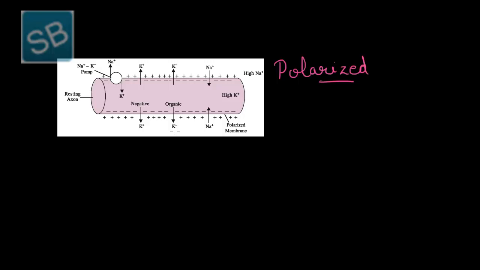This figure depicts the polarization of a nerve fiber. As can be seen from the figure, during the resting stage of a nerve fiber, there is a higher concentration of K plus ion on the inner side and a higher concentration of Na plus on the outer side of the plasma membrane. Moreover, a few negatively charged protein molecules are present on the inner side of the plasma membrane. Such a resting state of the plasma membrane, where K plus is higher on the inner side and Na plus is higher on the outer side, is known as a polarized nerve fiber.